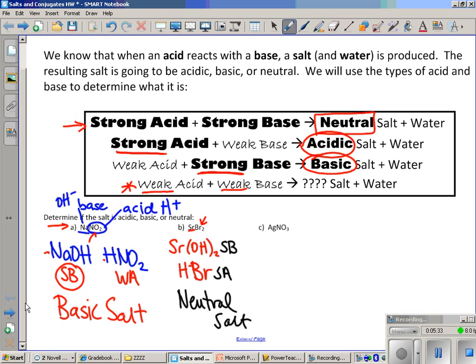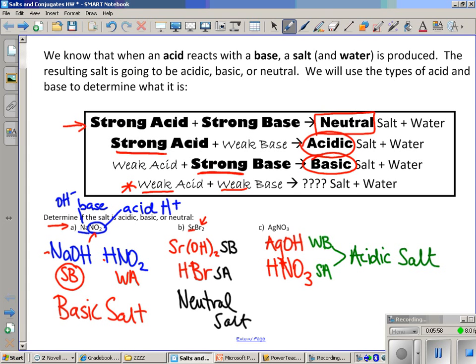All right, this last one. So Ag is going to go with OH. Ag has a +1, OH has a -1. NO3 is going to go with H+. So NO3 is a -1. So that'll make HNO3 when I crisscross. So in terms of strong and weak, I have a weak base and a strong acid. That combination gives me an acidic salt.